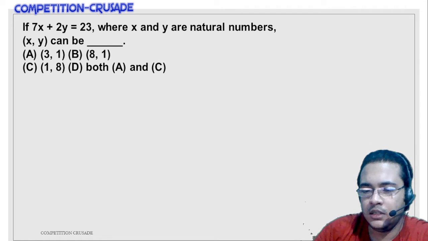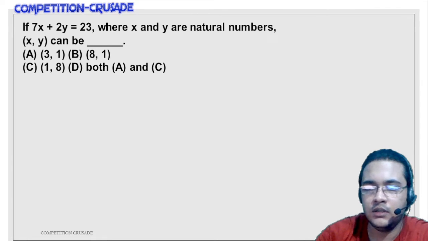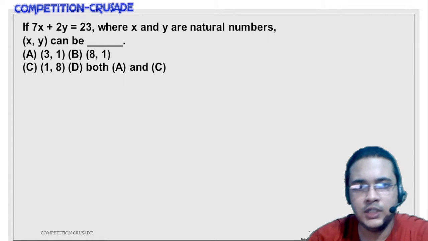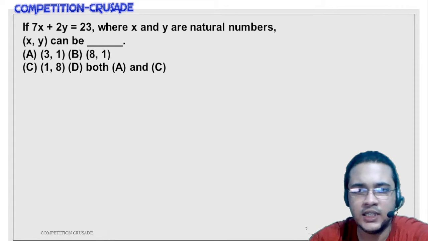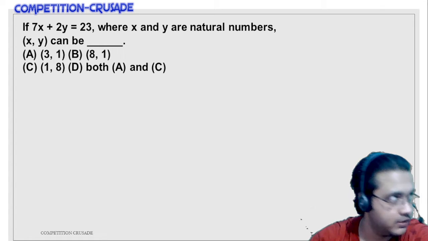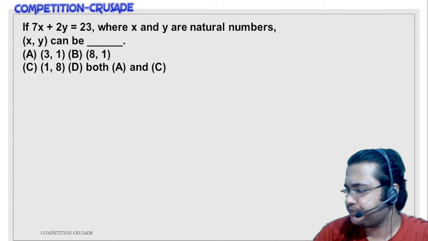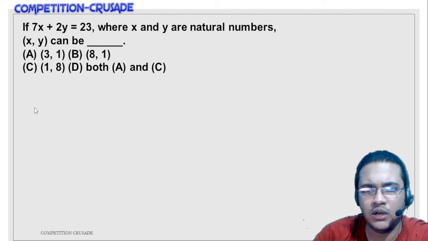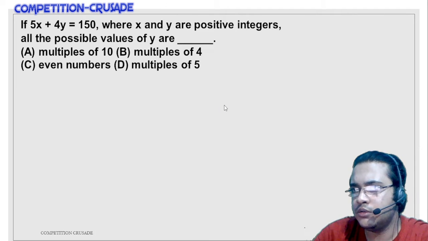This is a homework question that I have for you. I am assuming that you will not take any more than 30-40 seconds to solve this question. However, this is a good one, just for concept building and all. So, let's go to this one.